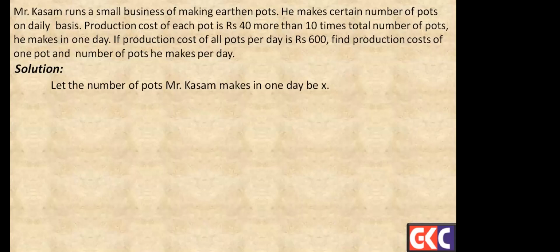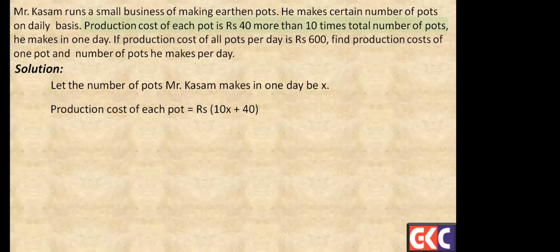Production cost क्या है of each pot? 40 more than 10 times the number of pots. If you can see it on a screen, production cost क्या है? 40 more than 10 times total number of pots. मतलब क्या होने वाला है? 10x plus 40. 40 more मतलब plus 40, 10 times the total number of pots तो x था ना, so वो हो गया 10x plus 40.